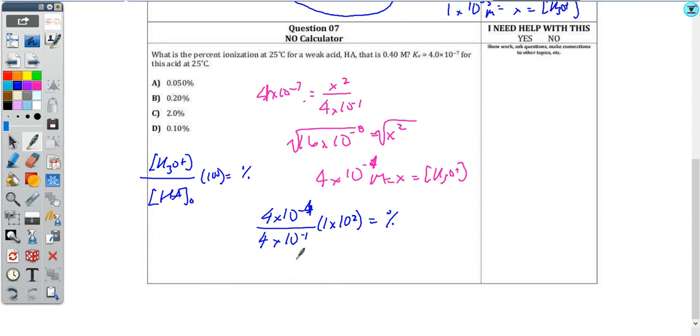4 divided by 4 is 1. And when I am dividing, I subtract my exponent. So 1 times 10 to the minus 3, because negative 4 minus negative 1. And then I'm multiplying that by 100. Here I am multiplying, so 1, and because I'm multiplying, I'm adding the exponents, so negative 3 plus 2. 1 times 10 to the minus 1 percent, or in standard notation, 0.1% ionized.